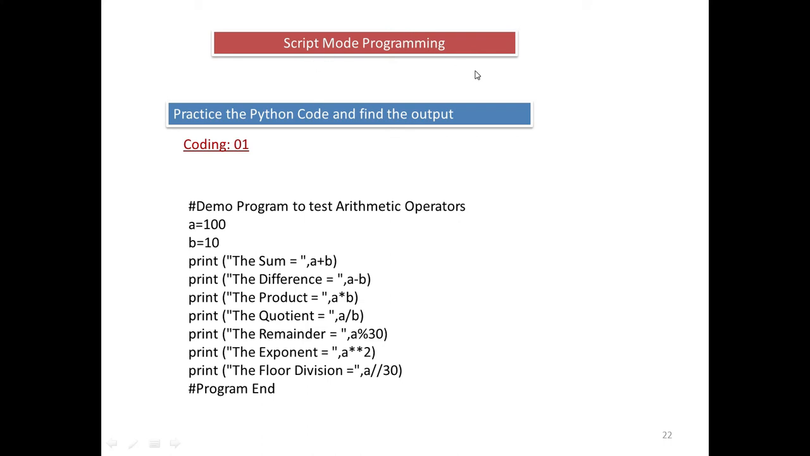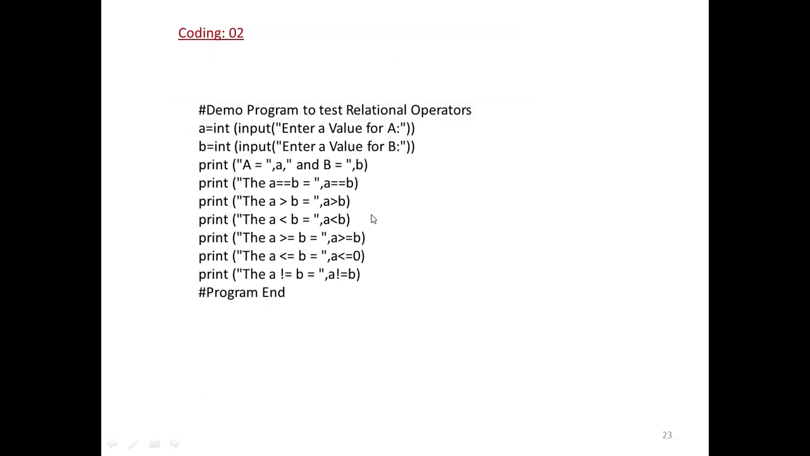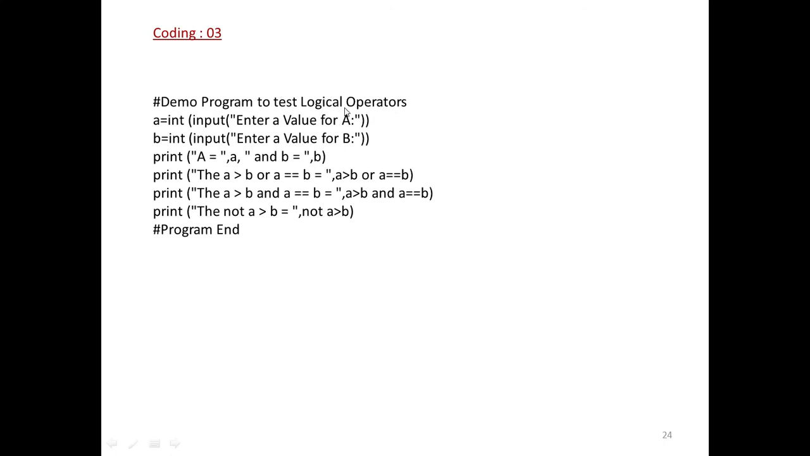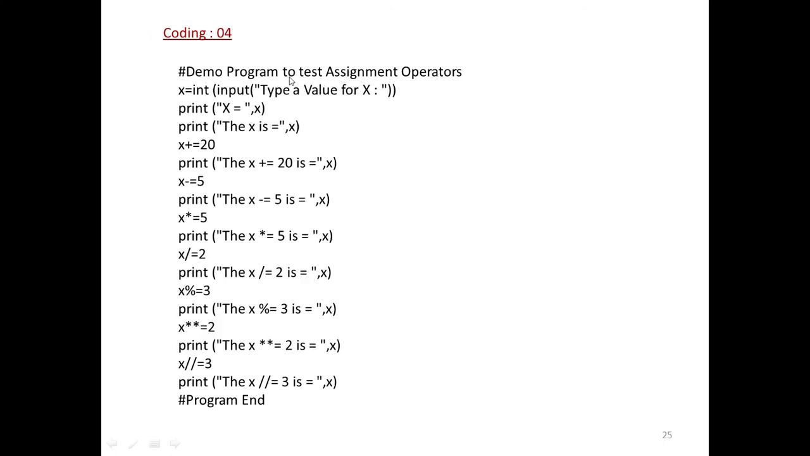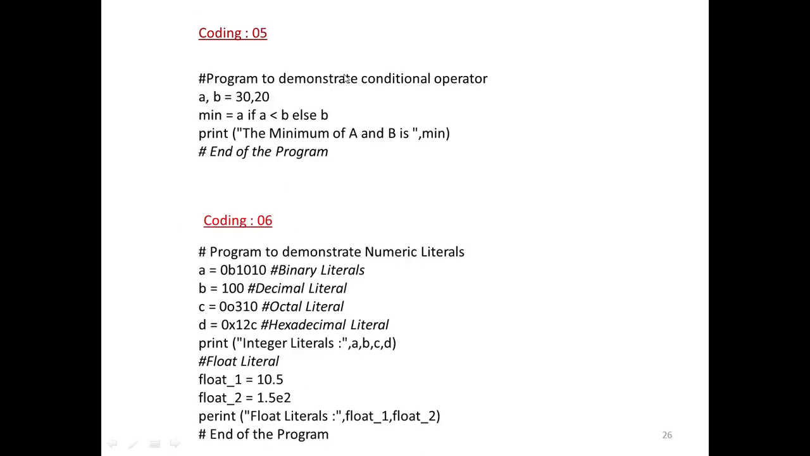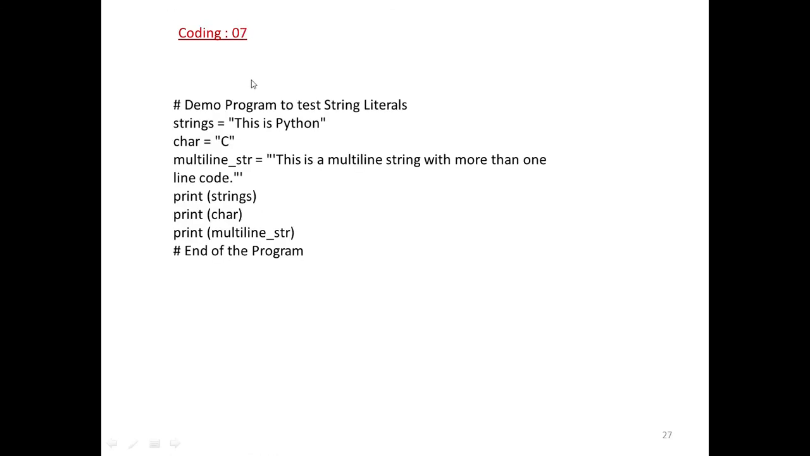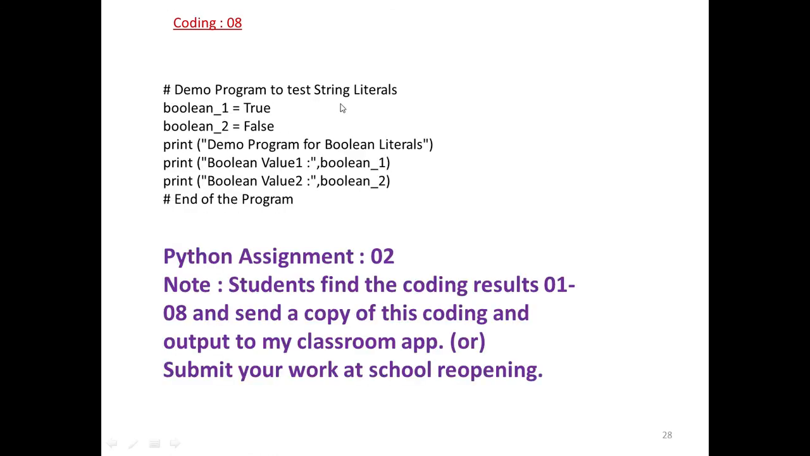In the last assignment, you practiced assignment 1. I give this as assignment 2. Practice the Python code and find the output. Coding 1, arithmetic operator. Coding 2, relational operator. Coding 3, logical operator. Coding 4, program to test the assignment operator. Coding 5, conditional operator. Coding 6, numeric literal. Coding 7, string literal. Coding 8, the last coding, string program. Once again, the program to test the string literal. The second example for you.